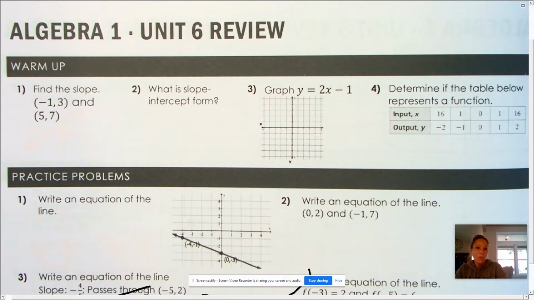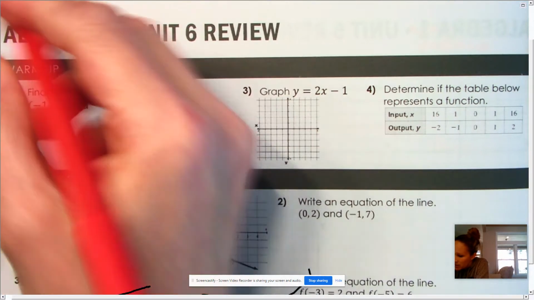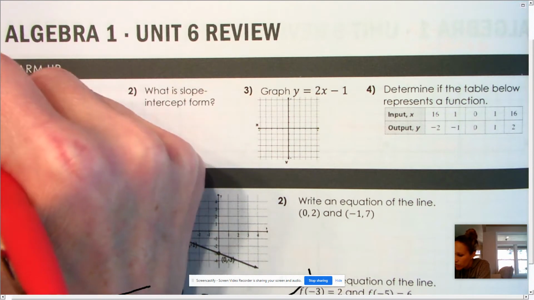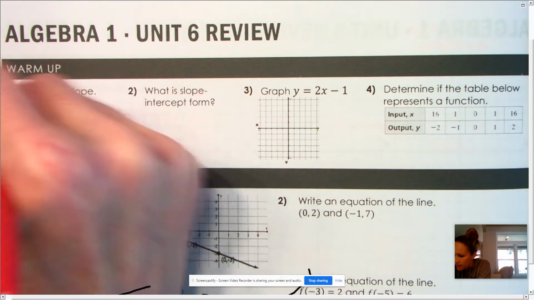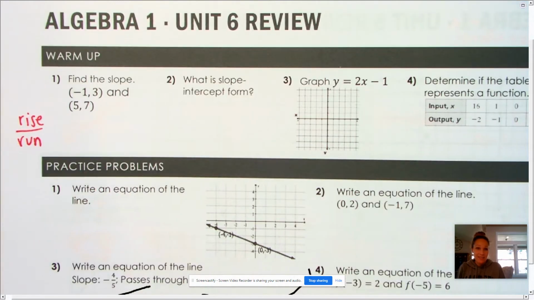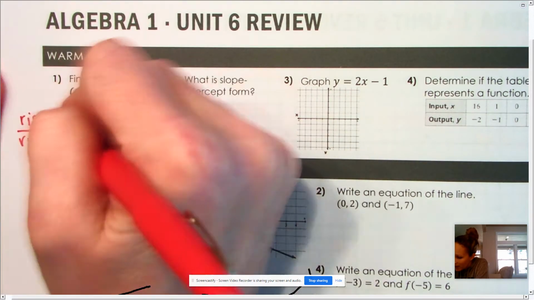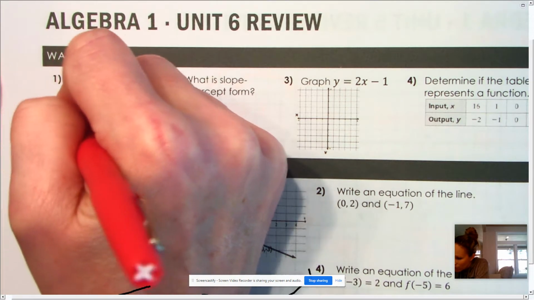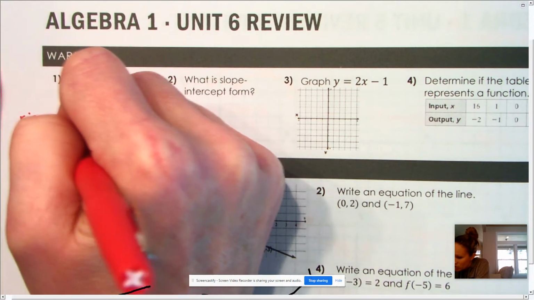So first we're going to start with the warm-up. Number 1 says find the slope. So just a reminder that the slope is the rise over the run. And I like to say the rise is the y's, so it kind of goes together. The rise is our change in y, and the run is our change in x.